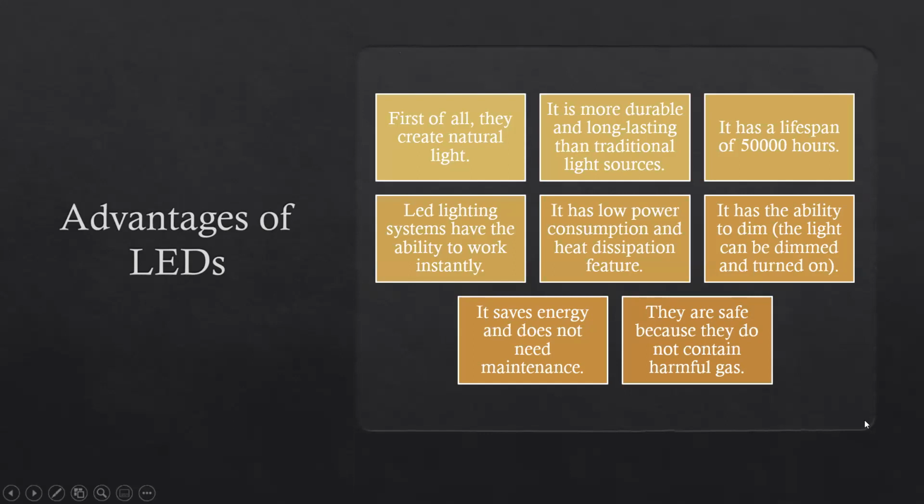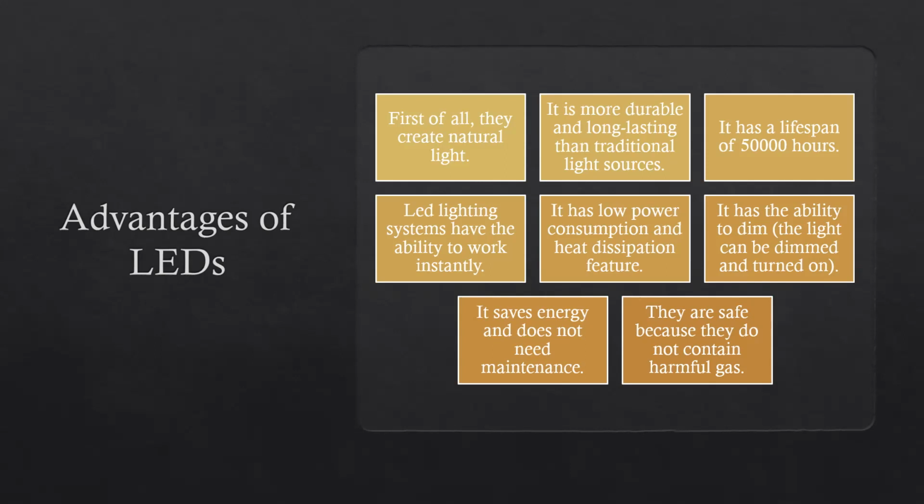Advantages of LEDs. First of all, they create natural light. It's more durable and long-lasting than traditional light sources. It has a lifespan of 50,000 hours. LED lighting systems have the ability to work instantly. It has low power consumption and heat dissipation. It has the ability to dim. Dim means the light can be dimmed, turned on. It saves energy and does not need maintenance.